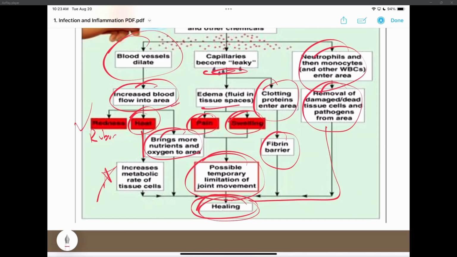The loss of movement, the rest, is our body's defense mechanism of saying to you, stop using this joint. You have to relax this area. We need to heal. If you keep moving, you're not going to heal. So if you ever hurt your wrist or whatever, sprain your wrist, but you keep moving it, it's not going to heal.